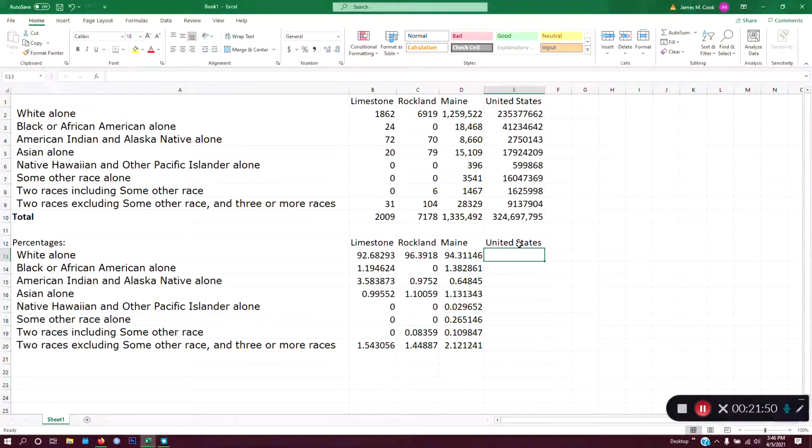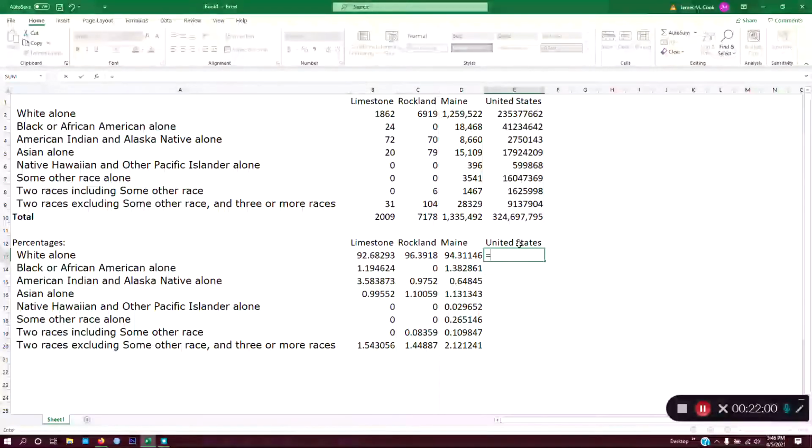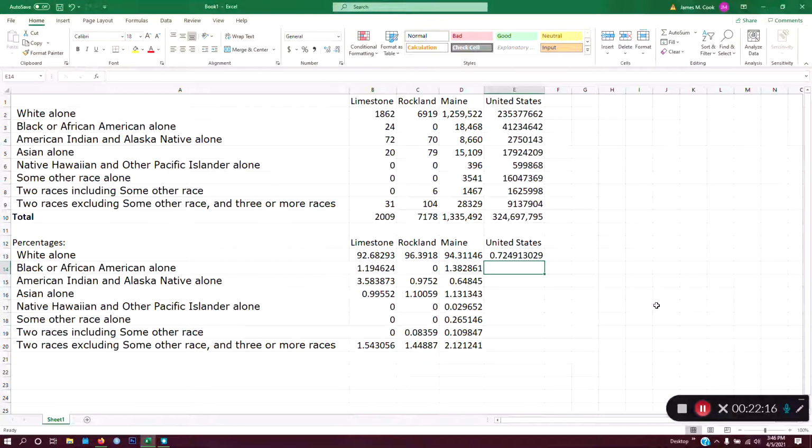So let's calculate the percentages here. Fortunately, just because there are larger numbers here doesn't mean that calculating the percentage is any more difficult for a spreadsheet. It is on a calculator. So what we really want to do is we just want to say, hey, take a look at E2. This is for whites alone. And we are going to want to divide that by the total, which is 324,697,795. And that tells us that in the United States overall, white people make up 72.5% of the population, not even 3 out of 4. Very different than Maine or Rockland or Limestone.